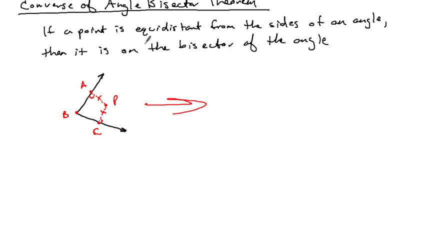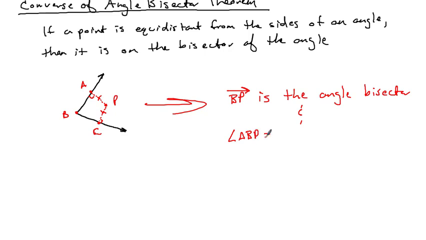And what that means is, up here, if a point is equidistant from the sides of an angle, then it's on the angle bisector. So what that means is ray BP is the angle bisector. And what it also means is that angle ABP is congruent to angle PBC. And we can go ahead and add that in the middle here, try to save time and make your picture more user-friendly. But these two angles are the same.